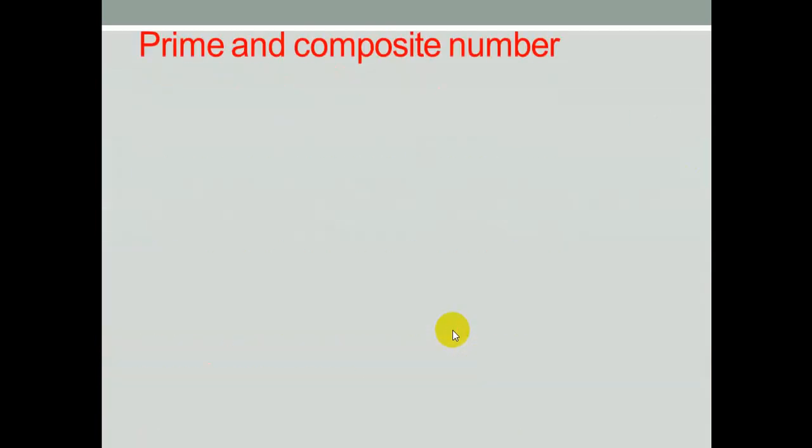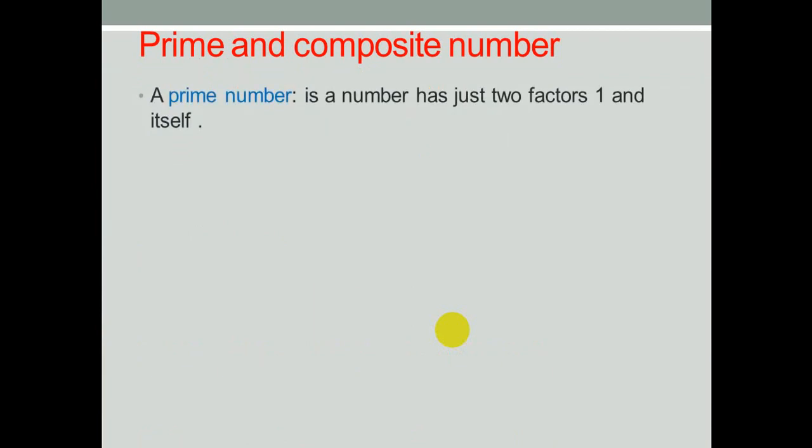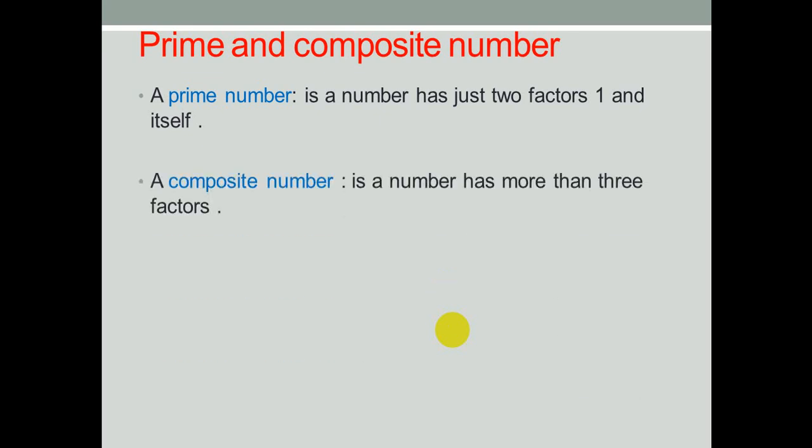Here, prime and composite numbers. What is a prime number? A prime number has just two factors, 1 and itself. And a composite number has more than two factors. Okay?